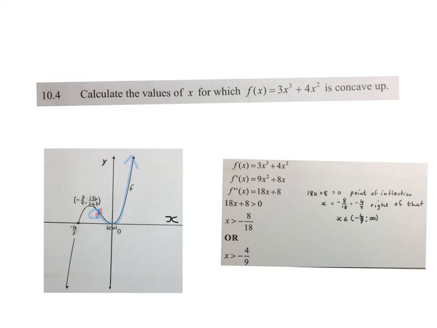So you can use any method you want. The final answer is x is bigger than minus 4 over 9. Please stop the video and get your brain around this.